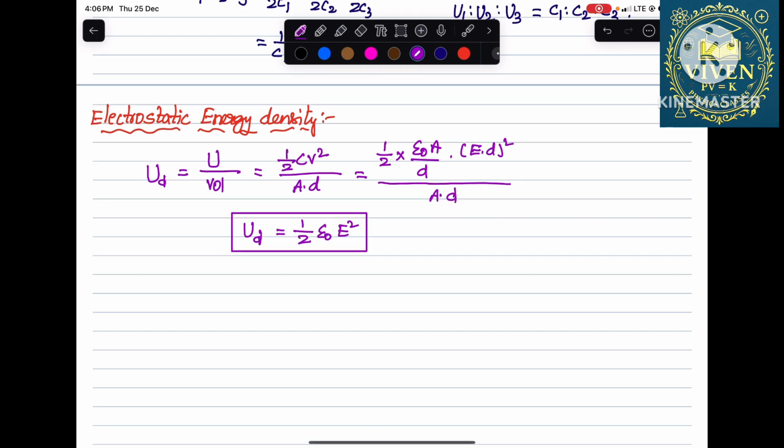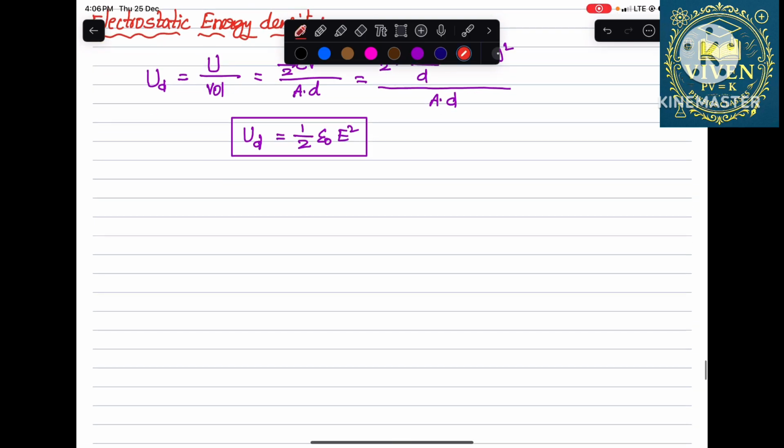The same thing we will learn in magnetism also, half into mu naught into B square, energy stored per unit volume in magnetism. So see, we will be learning all these things one after the other, very easily. And the next concept for this understanding is force between plates of a capacitor.